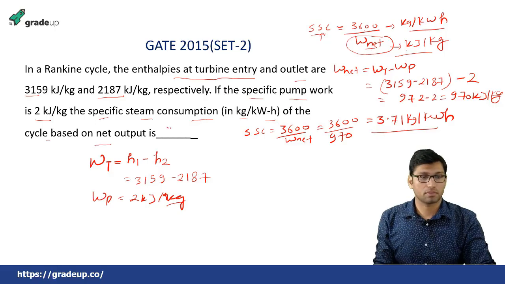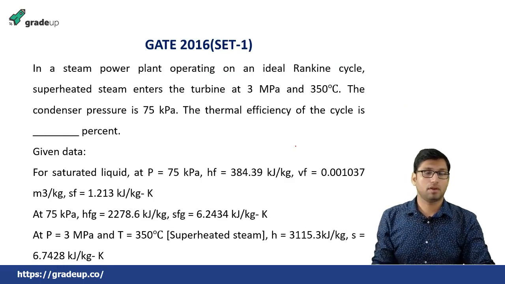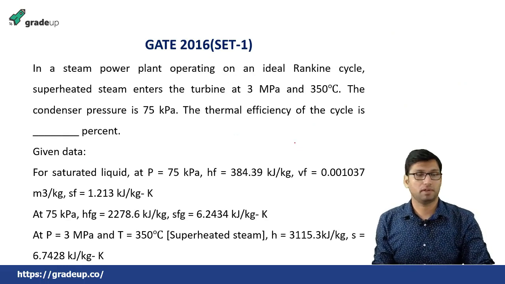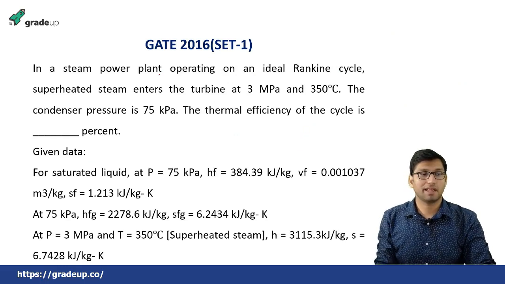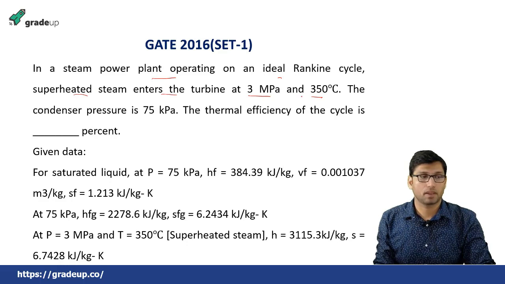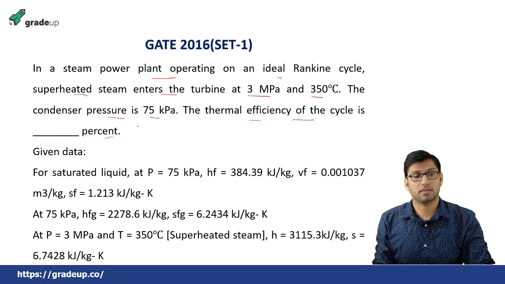So this comes out to be 3.71 kilogram per kilowatt hour. Now next question is from GATE 2016 set 1. In this question, it is given that there is a steam power plant which is working on an ideal Rankine cycle, and in this cycle the superheated steam enters the turbine at 3 megapascal and 350 degrees Celsius. The condenser pressure is given to you, 75 kilopascal. You have to find the thermal efficiency of this Rankine cycle.